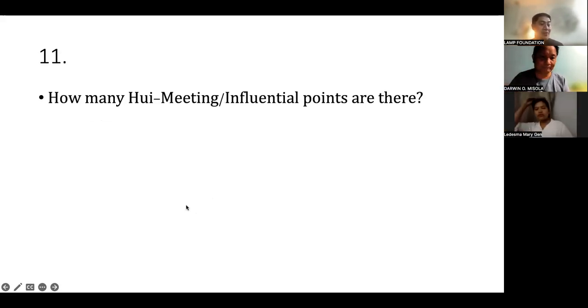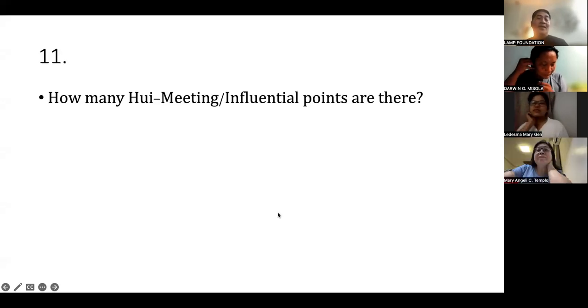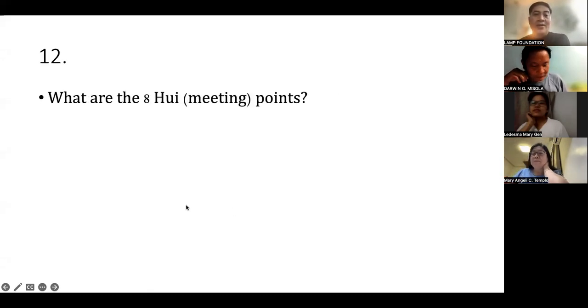Sir Darwin, you've been ready for a while. Okay, how many influential points or Hui meeting points are there? 8 po, Doc. What are the 8? Liver 13 for Zang, for Fu, Ren 12, for Chi, Ren 17, for blood, bladder 17, for the sinews, GB34, for the vessels, Lung 9, for the bone, bladder 11, and for marrow, GB39.